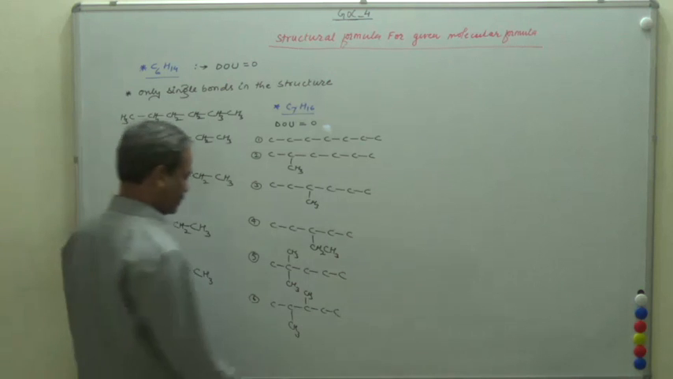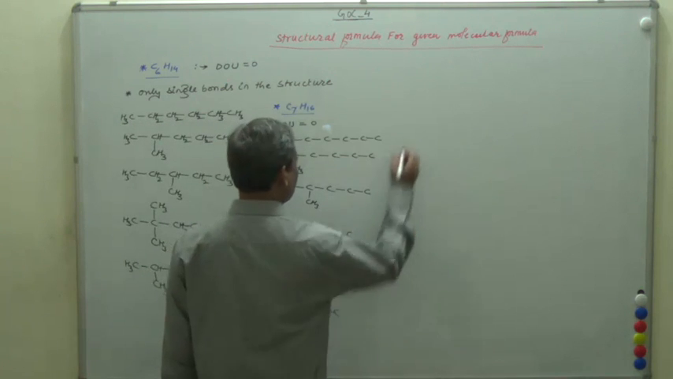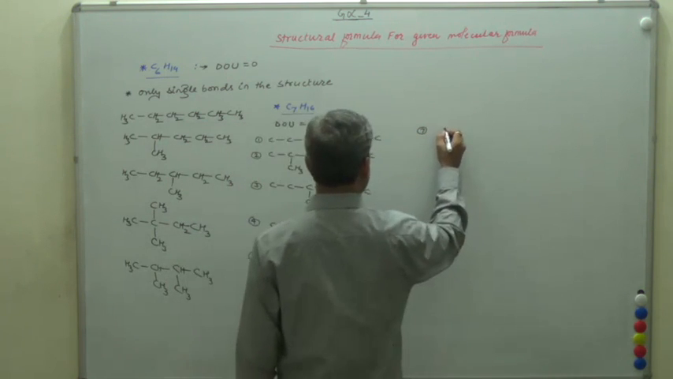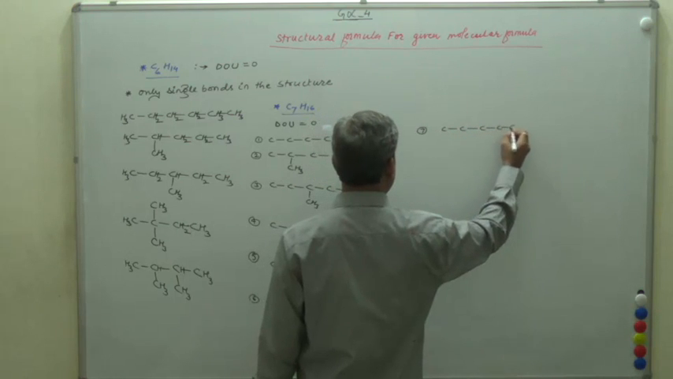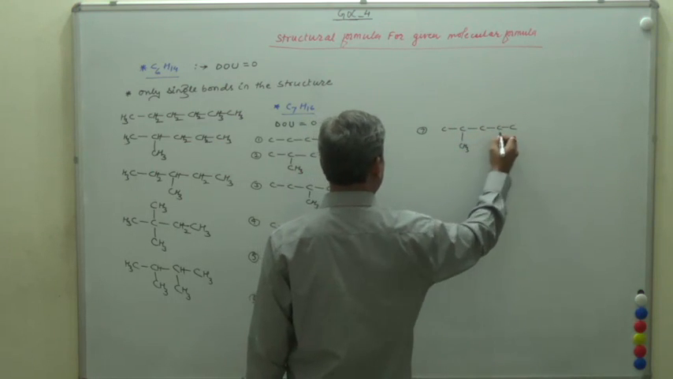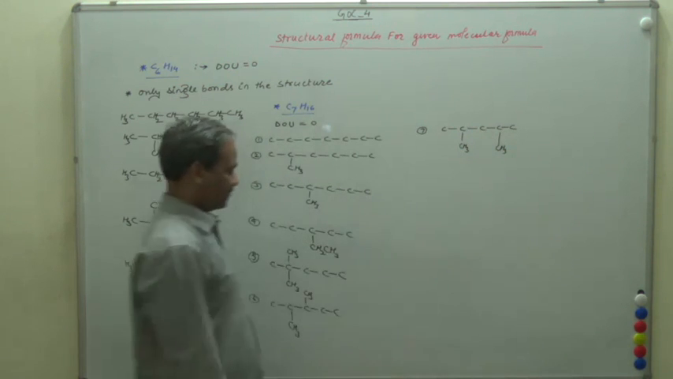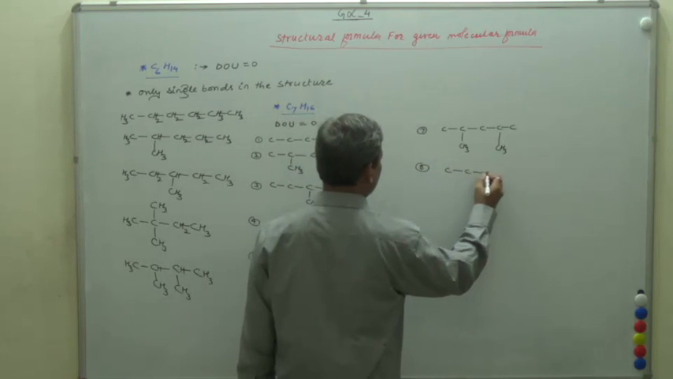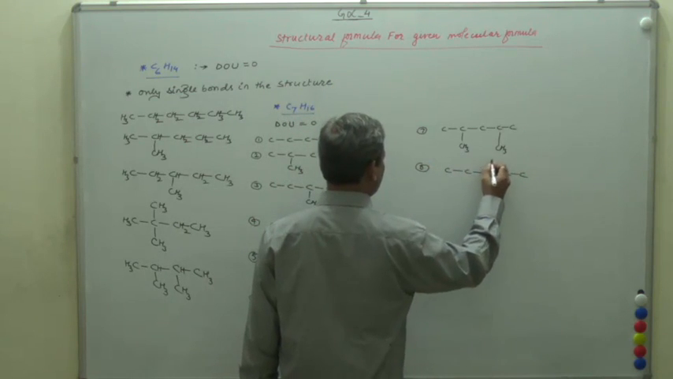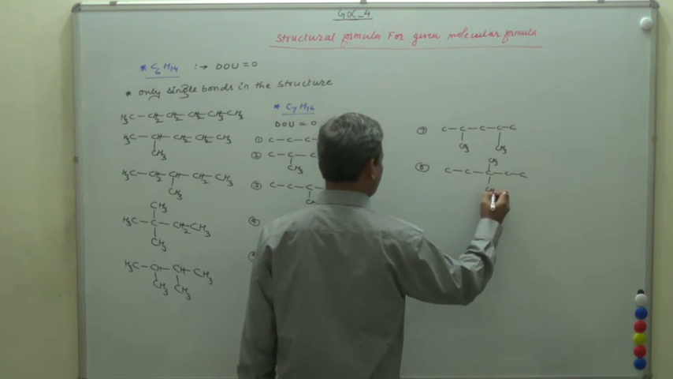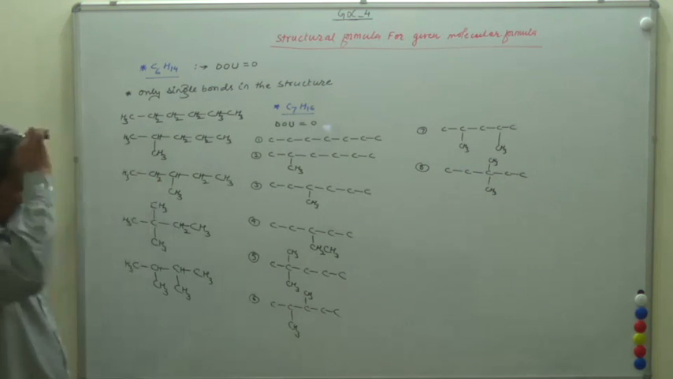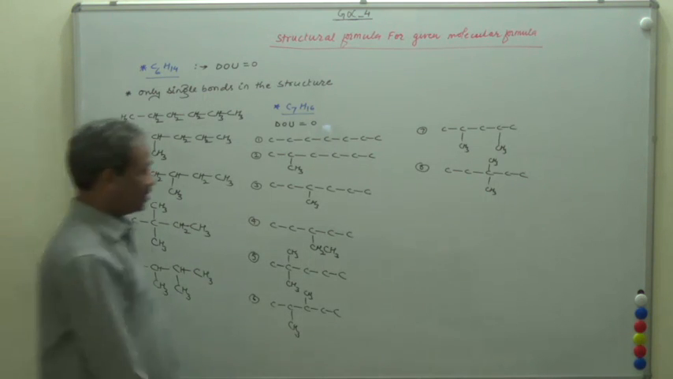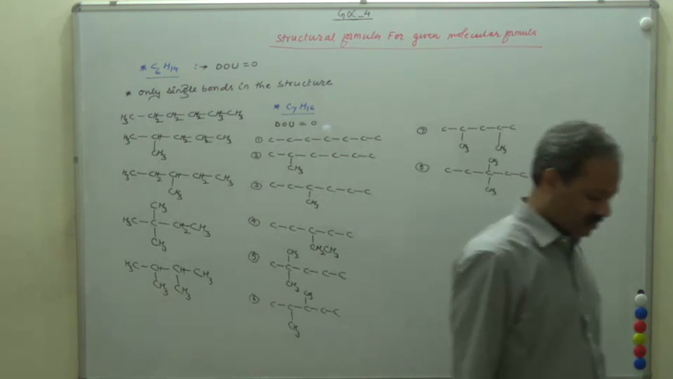In this way. In this way. And there is one more possibility. In this. So total 8 structural formulas are possible for C7H16.